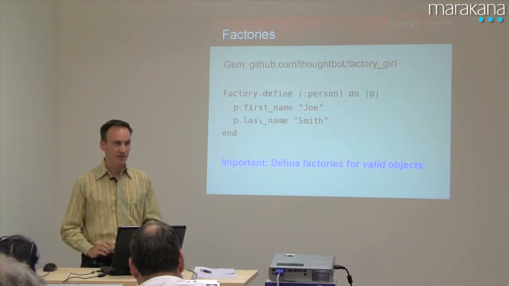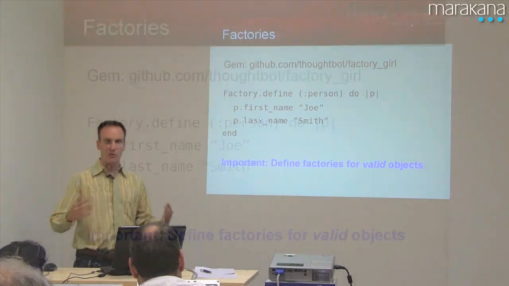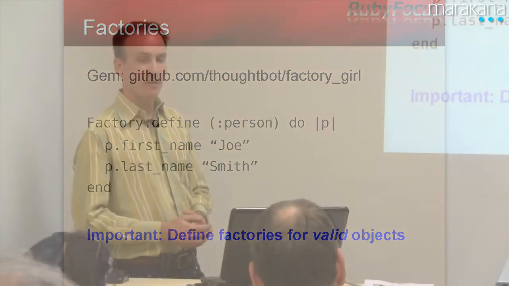I'm going to talk about factories. Factories are an umbrella term for several different technologies, and the one I'm going to use is Factory Girl. It's a gem that you can get off GitHub. And it's really simple to define a factory like this.